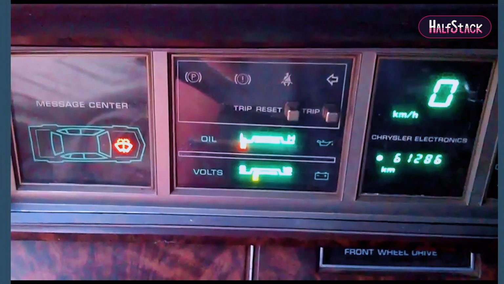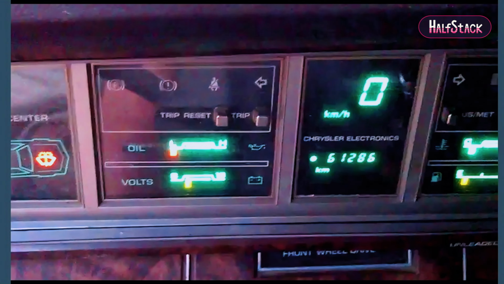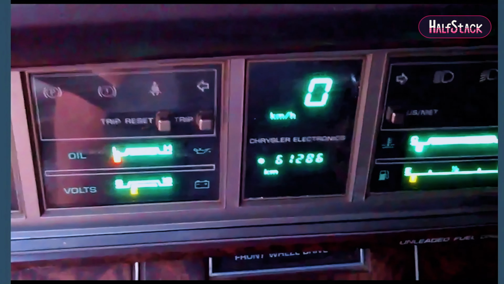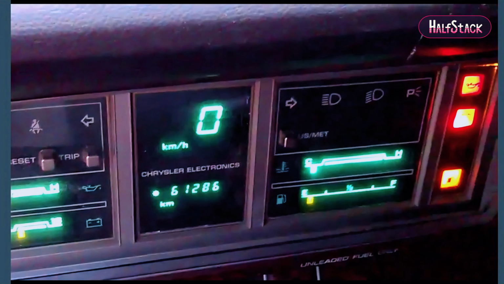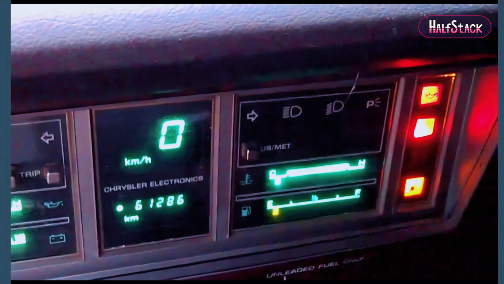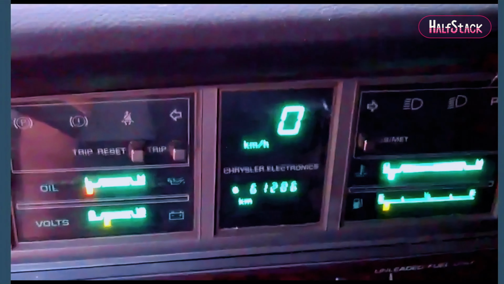Your fuel is low. Your engine oil pressure is low. Prompt service is required. Your washer fluid is low.